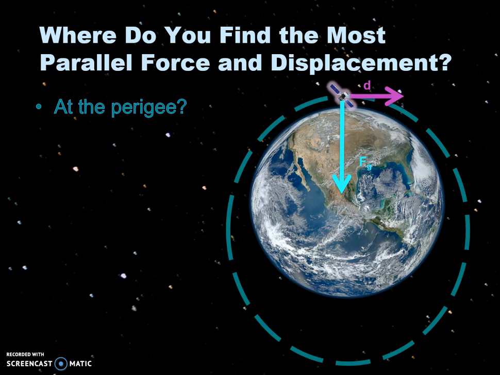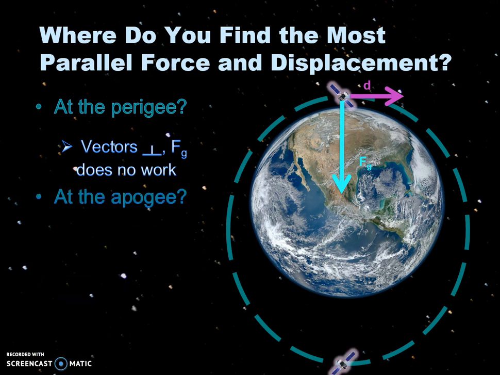Which way are you going? You're going that way. That'll be your displacement, at least for the moment. And the vectors are perpendicular. They will do no work whatsoever. That means all the work to break out of orbit has to come from you and your thrusters. That's going to be expensive. Let's not go there. How about the apogee?